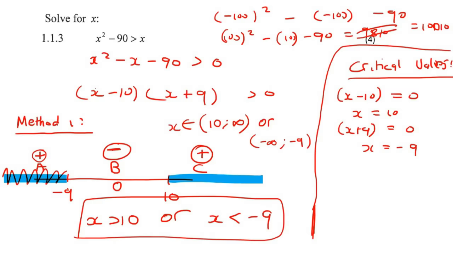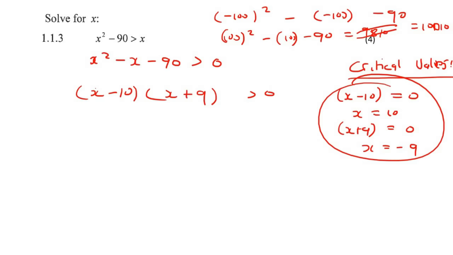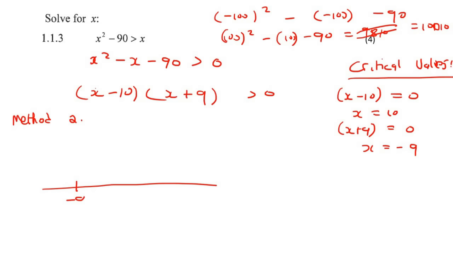Okay, let me show you method number 2 now on how to solve this. Okay, so let's quickly erase. The first part's all the same. Even the critical values are the same. So this would be method number 2. You're still going to make a number line and you're still going to put the numbers minus 9 and 10. Now you're going to make a parabola.